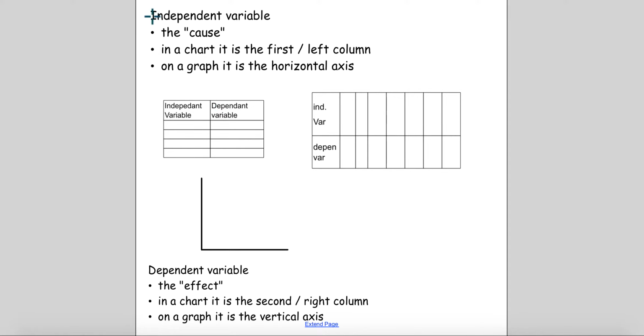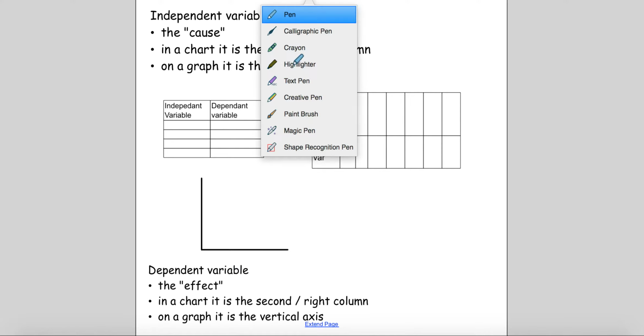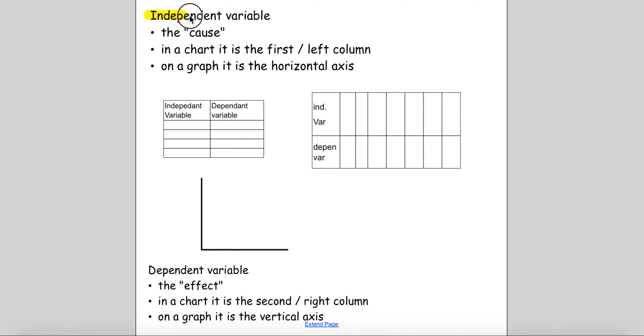When we're looking at variables, we've got an independent and dependent variable. The independent variable is always the cause, so that's always on the horizontal axis. It's like time. Time is always an independent variable because no matter what we do, time doesn't change. Time always goes at a constant rate. Dependent means it changes based on something, so it's the effect. The cause and the effect.